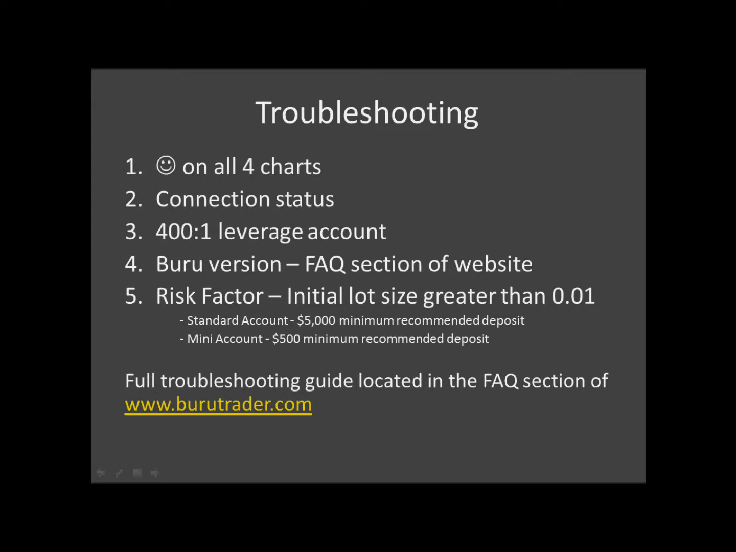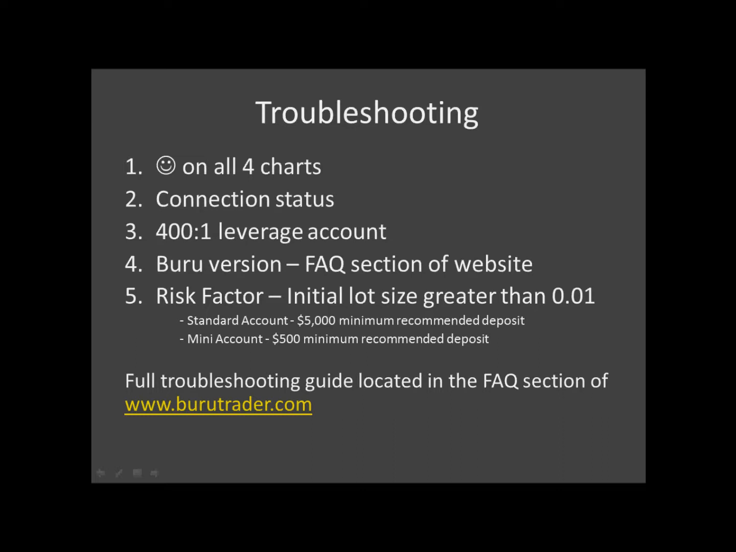The next thing is make sure that none of your charts have an error message on them. For instance, you have to have a 400-to-1 leverage account, and if you see an error message on your chart that says that you have something less, you need to get that fixed. The next thing is you need to make sure that you have the correct Buru version. If you've got an older Buru version, they're actually scheduled to expire after some time. And so make sure that you have the latest Buru version. You can check this by going to the FAQ section of the website, burutrader.com.